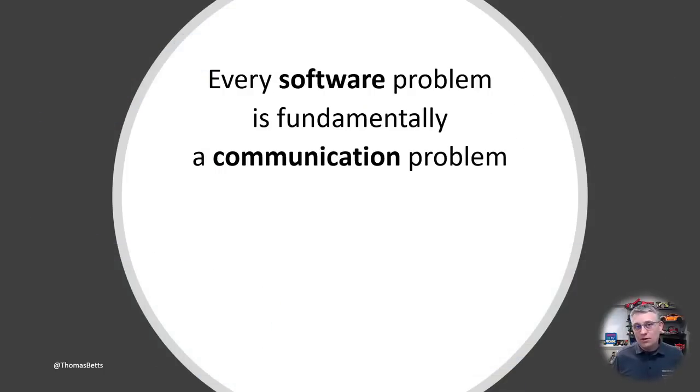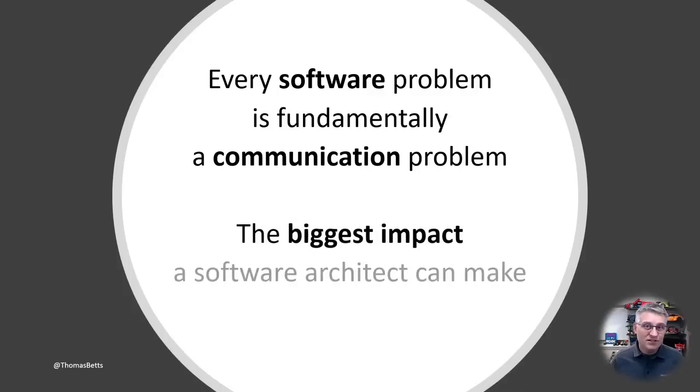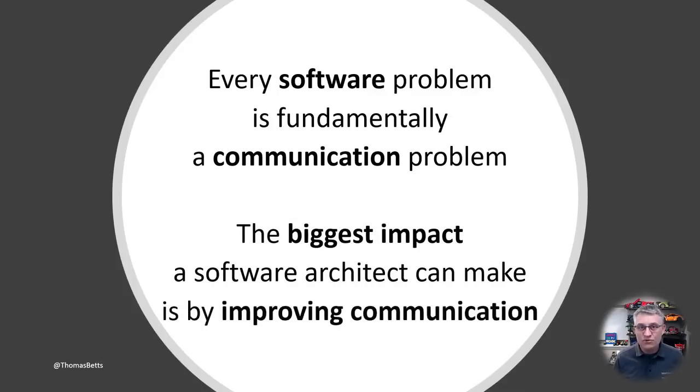So if communication problems are the root of all software problems, that means the biggest impact that a software architect can have is by improving communication. I'll say that again. Because communication problems are the root cause of all software problems, the biggest impact that a software architect can make is by improving communication. We can improve how our systems talk to each other. We can improve how developers build those systems. And we can improve how people talk about those systems. Architects are able to make positive changes in all 3 of those communication paths.